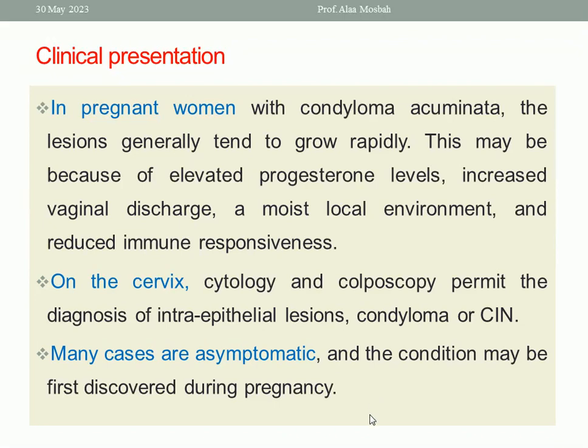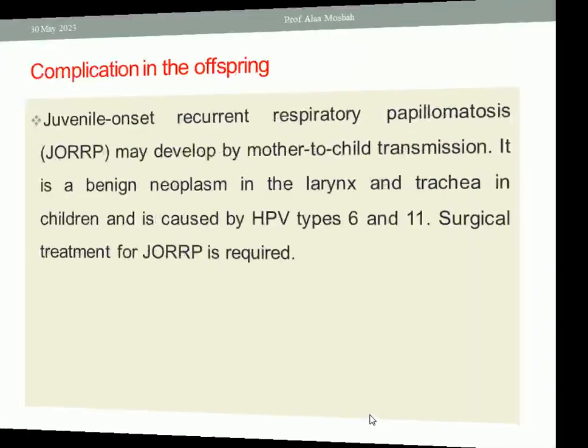On the cervix, cytology and colposcopy permit the diagnosis of intraepithelial lesion or condyloma or CIN. So I can discover condyloma acuminata also while I'm doing cervical cytology or smear or colposcopy. Also, I can diagnose any intraepithelial lesion or CIN. Many cases are asymptomatic and the condition may be first discovered during pregnancy, as I mentioned before.